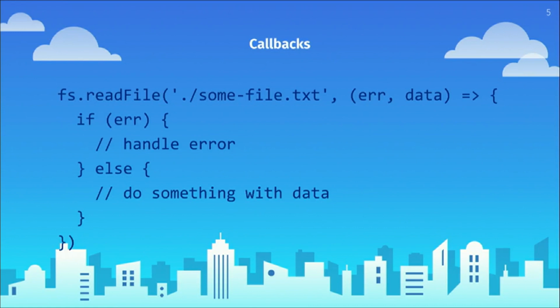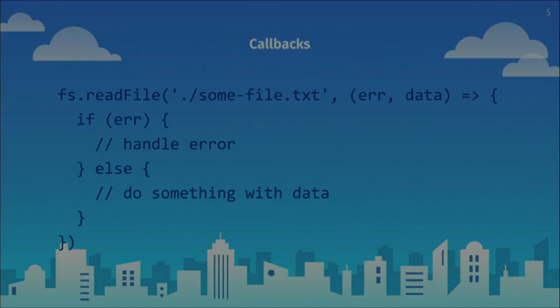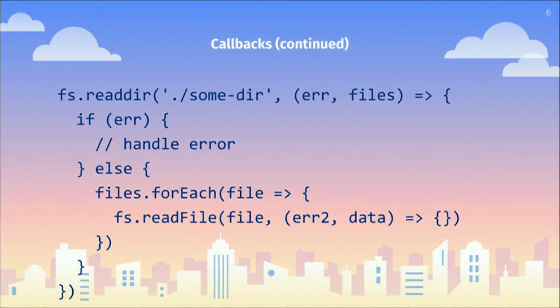This is an example from the Node API, the file system API, where we either get back an error when it resolves, or we get back the file content as a buffer. And this is pretty simple. It's pretty basic. It's easy to use. At scale, though, it becomes a little bit harder to work with.